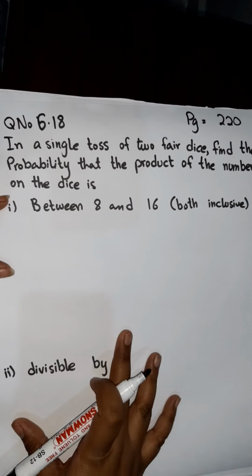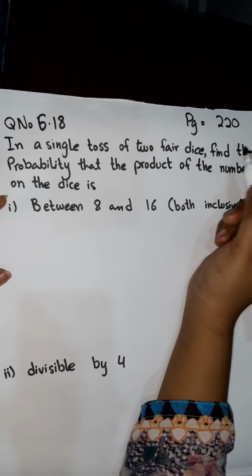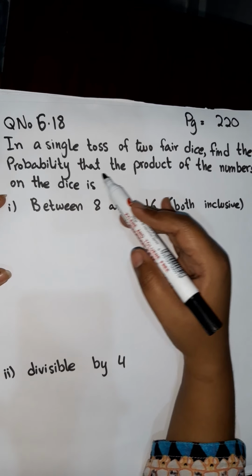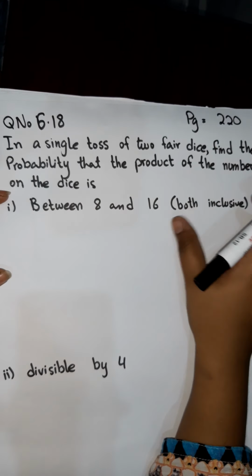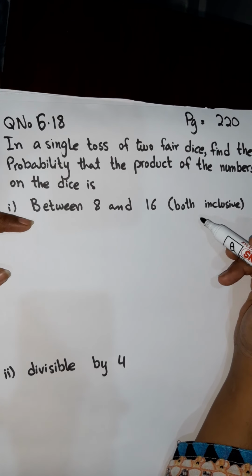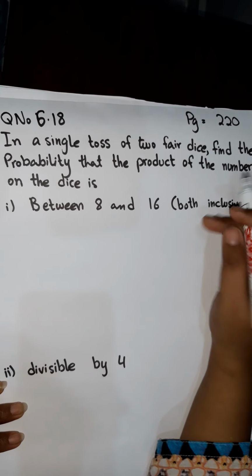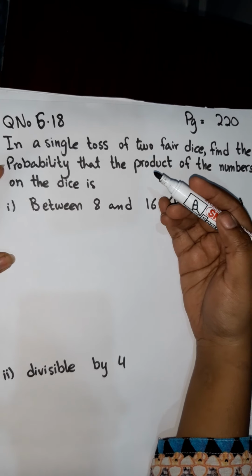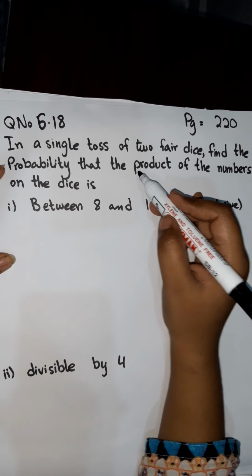Now we have another question, number 6.18 on page number 220. In a single toss of two fair dice, find the probability that the product of numbers on the dice is between 8 and 14, both inclusive. Now what we are going to do: in the last question we found the sum, but here we have to find the product.